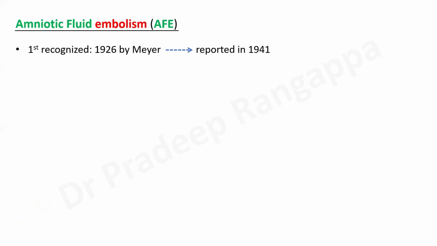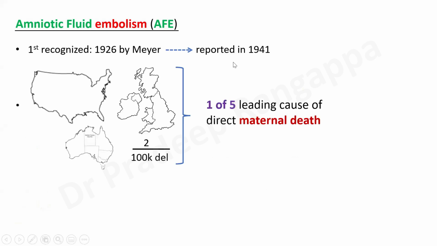It was first recognized in 1926 by Mayer and was reported scientifically in 1941. And the occurrence of amniotic fluid embolism, as we all understand, friends, is a very devastating complication with a very high mortality. It occurs in about 2 per 100,000 deliveries in databases from the US, Australasia, and UK, and it has been put out as 1 of the 5 leading causes of direct maternal death.